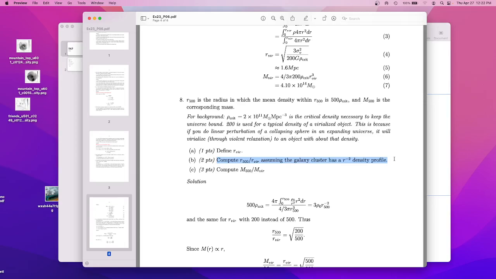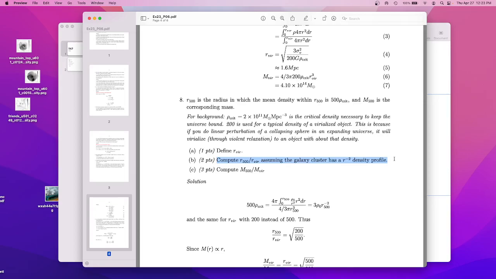So if rho goes like R to the minus 2, then 500 times rho c over 200 times rho c is going to be, all this is going to cancel, and we're just going to be left with R500 to the minus 2 over R200 to the minus 2. So all that cancels and all this cancels, so this is just 5 halves. Is the ratio squared, so R500 to R virial, or R200, is going to be the square root of 2/5.